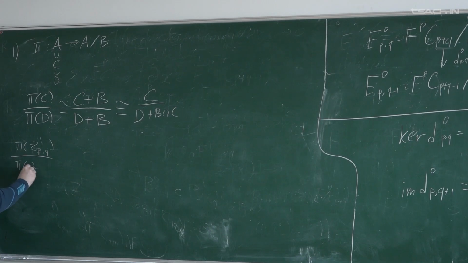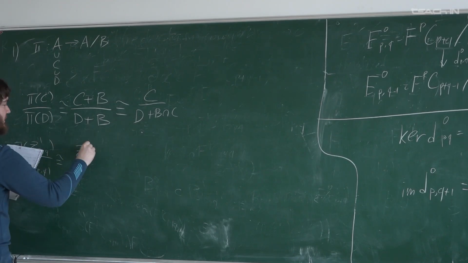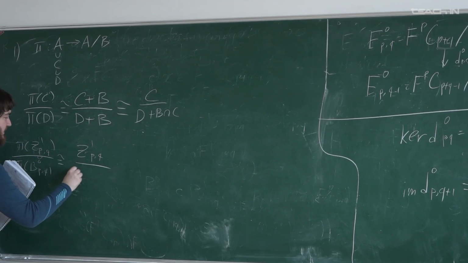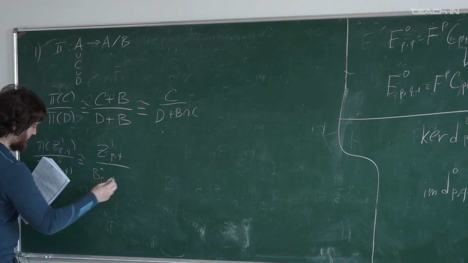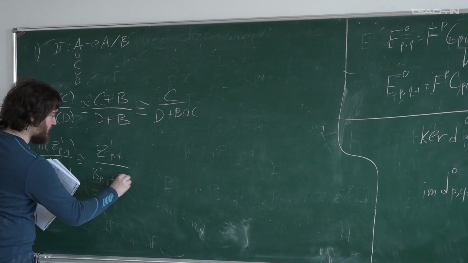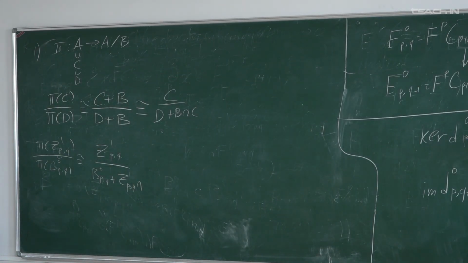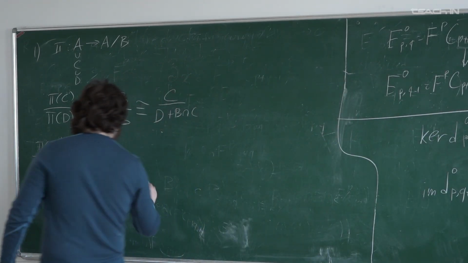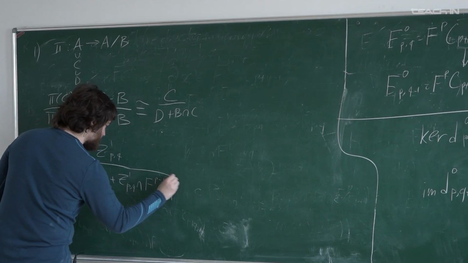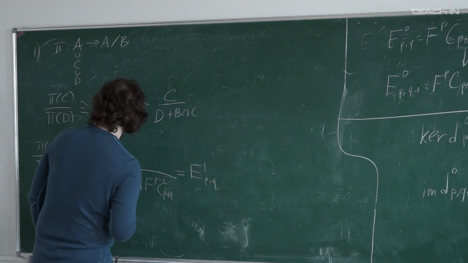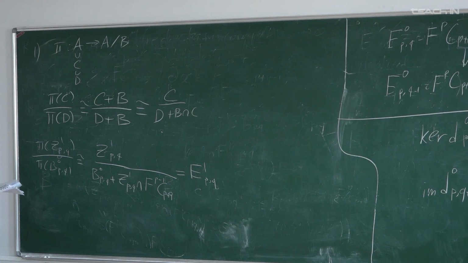If I apply this to my first homologies, I obtain that pi of Z1 PQ modulo pi of B0 PQ is isomorphic to Z1 PQ modulo B0 plus Z1 intersected with the kernel of my quotient. This is C, this is D. The kernel of my quotient is the P minus 1 filtration. It's my first page.